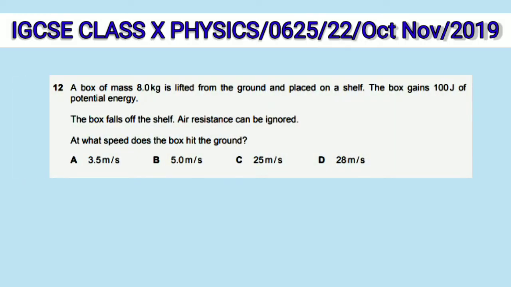Question 12. A box of mass 8 kg is lifted from the ground and placed on a shelf. The box gains 100 joules of potential energy. The box falls off the shelf. Air resistance can be ignored. At what speed does the box hit the ground?